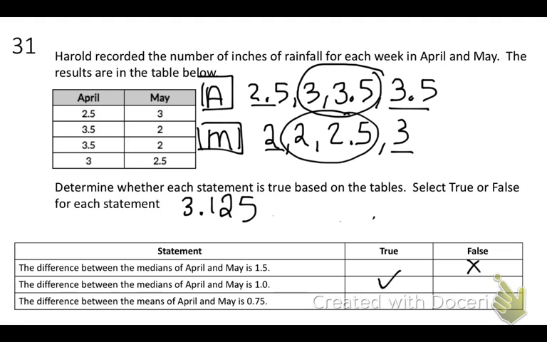If I do the same for May, I get 2 plus 2 plus 2.5, 9.5, and if I divide that by 4, I get 2.375. When I subtract the 2.375, I get 0.75, which makes this final statement true.